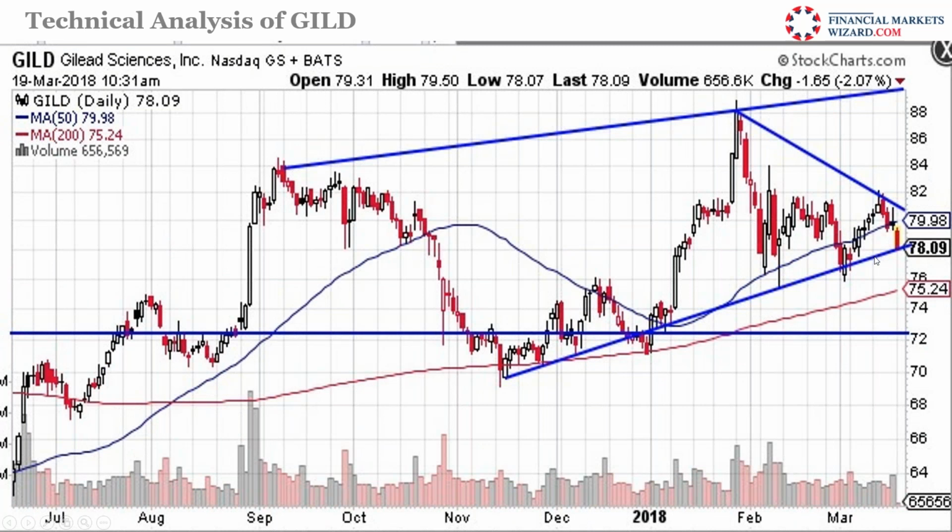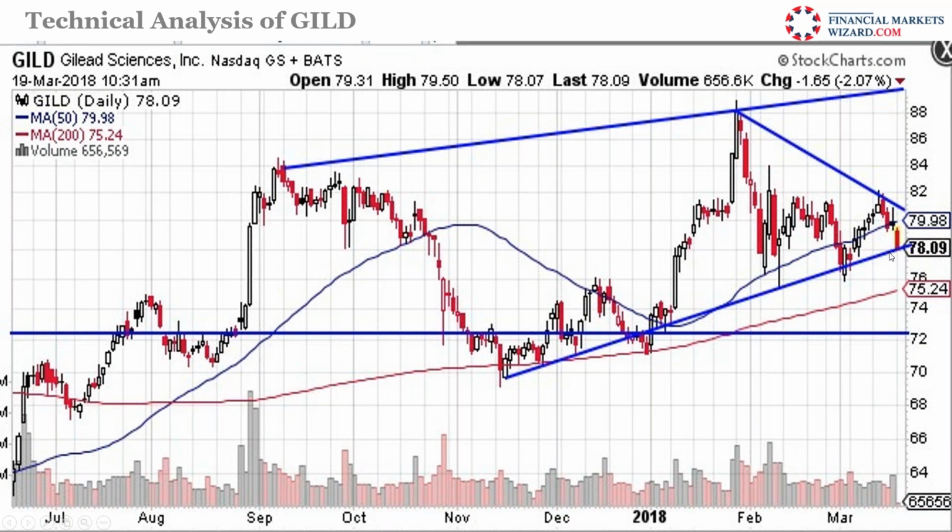Guild. So Guild, again, you see how it gapped down below the 50-day moving average, and it was resting. So I said, okay, buy puts, because it gapped down below the 50-day. When a stock gaps down below the 50-day moving average, that's a pretty good signal to go short. You don't need any indicator to tell you not to go short.